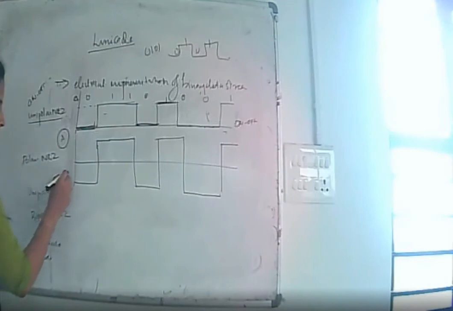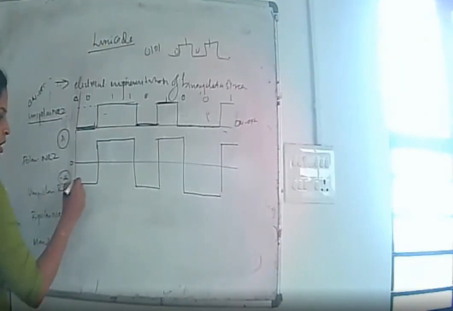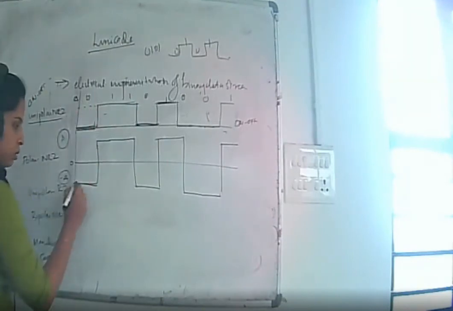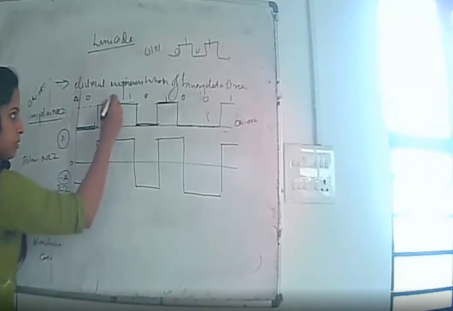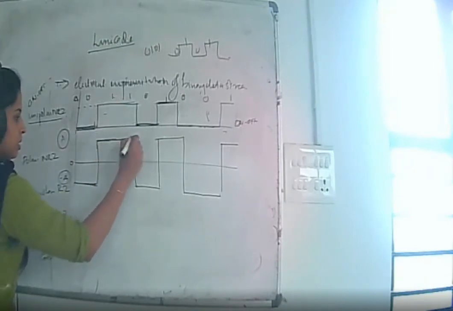This is polar non-return to zero. Here symbol 1 transmits the positive A while symbol 0 transmits the negative A. So here the first one is 0, so negative A. Next one is 1, that is positive A, negative, like that.